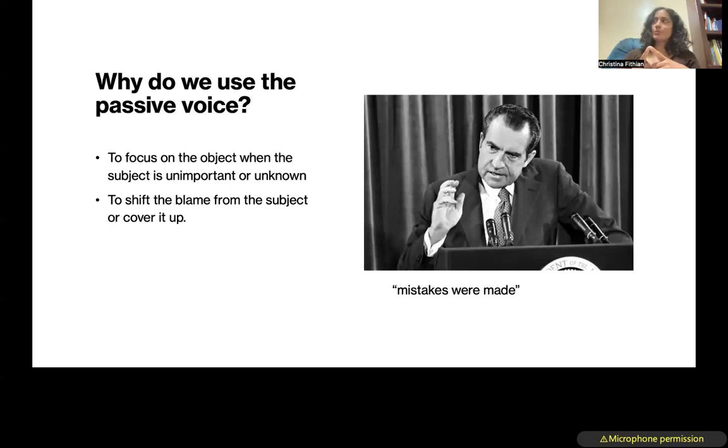And this is one very important use of the passive voice. Well, we may use the passive voice when we just want to focus on the object, and the subject is either unimportant or unknown. Or, as is the case with many politicians, we want to shift the blame from the subject or cover up the blame of the subject. And that's exactly what Nixon did, and a number of other politicians who've made this sentence. They just said mistakes were made, and who made those mistakes? We're just going to kind of sweep that under the rug. That's what the passive voice does.